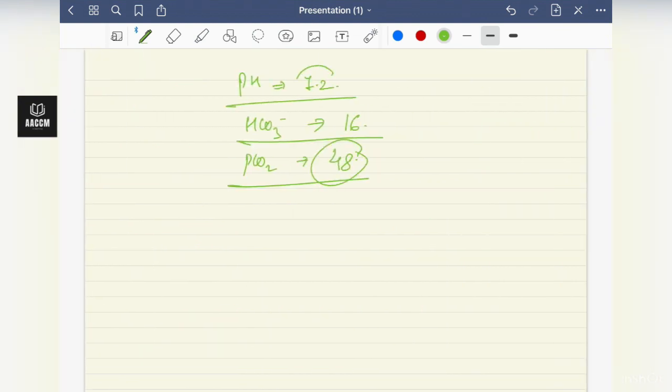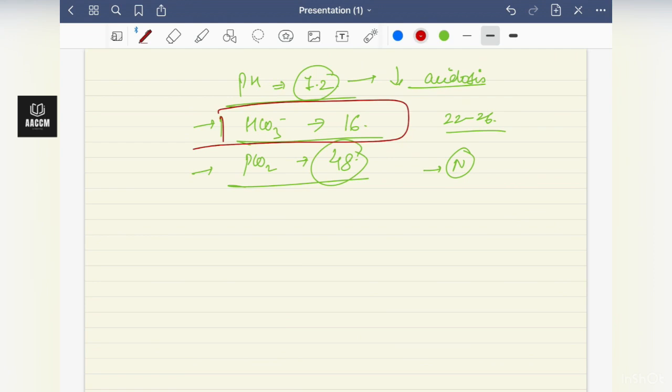From the first thing, the pH is decreasing, so it is acidosis. Now we have to find whether it's a metabolic component or a respiratory component. So here, the normal value of bicarbonate is 22 to 26, and the PCO2 is around normal level. There is a slight increase, okay, but the major component in this scenario is the bicarbonate, which is decreasing. So it is more of a metabolic acidosis.